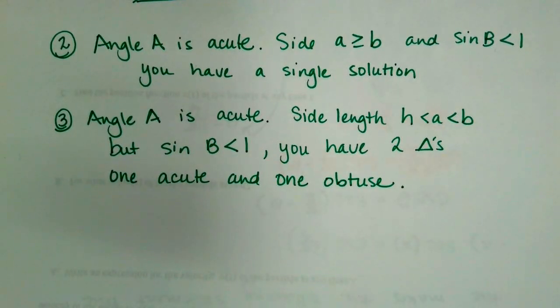If angle A is acute and side length H is less than A, which is less than B, so you've got the side lengths the way that they should be, and sine is less than 1, that means you actually have two triangles, an acute triangle and an obtuse triangle.